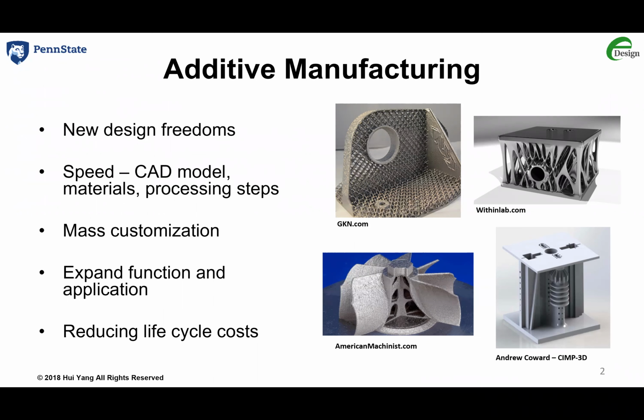We can go directly from CAD model and just print the final product. And the materials processing steps are even more streamlined than the traditional subtractive manufacturing process. And additive manufacturing enables mass customization. And those complex structured parts give us expanded function and applications. And because the life cycle is shorter now, we have reduced life cycle cost as well.